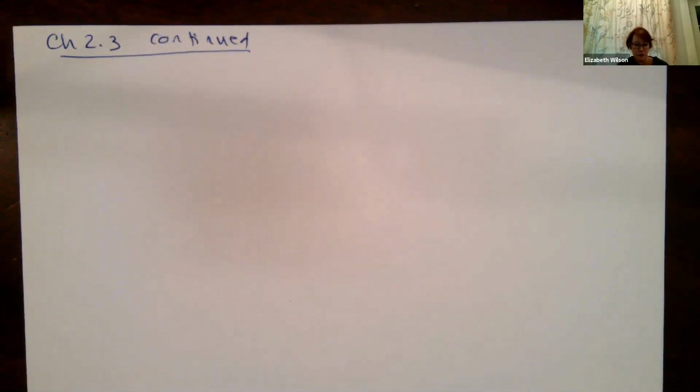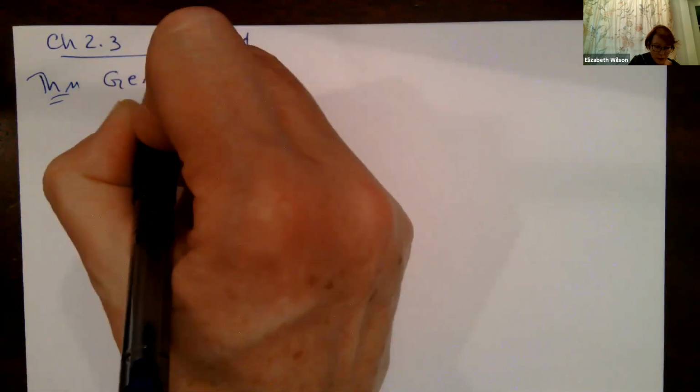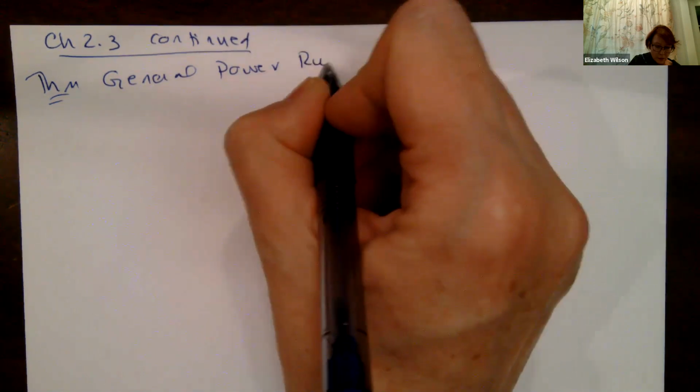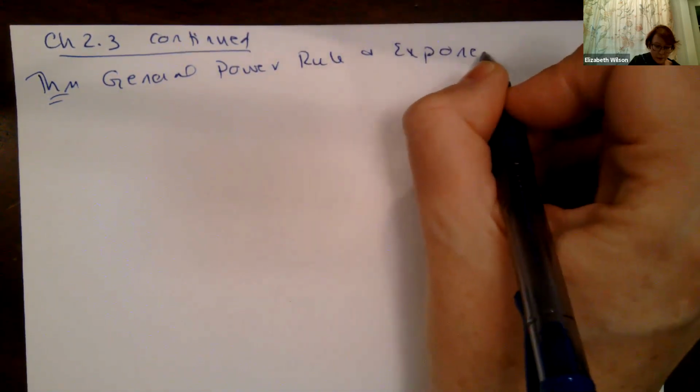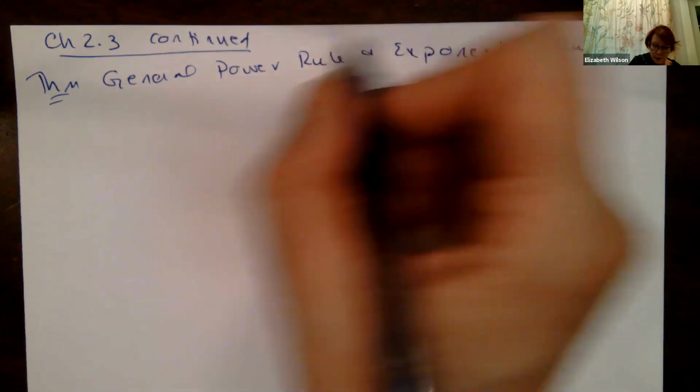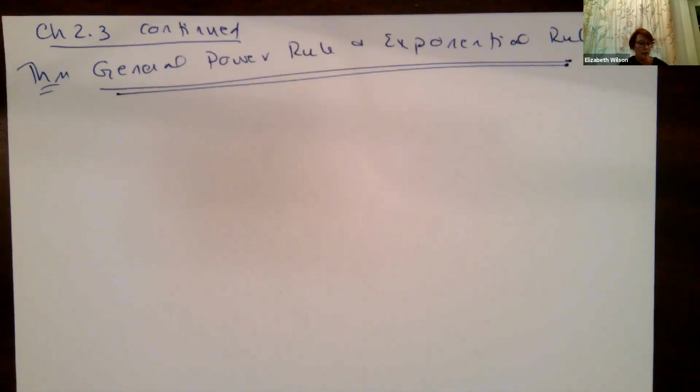All right. So with that said, let's talk about our chapter 2.3. We're continuing on with chapter 2.3. We have a couple more ideas to cover with regards to the chain rule, and then we're going to get into inverse functions. These are theorems. So this is a general power rule and exponential rule. We've covered these in bits and pieces, but now we're really going to call your attention to it.